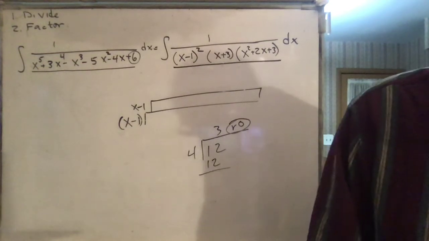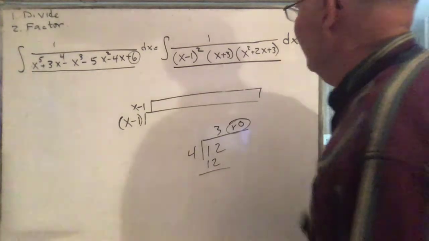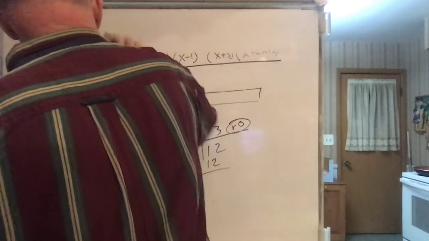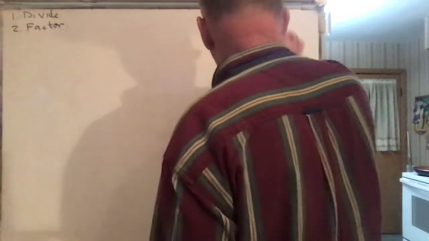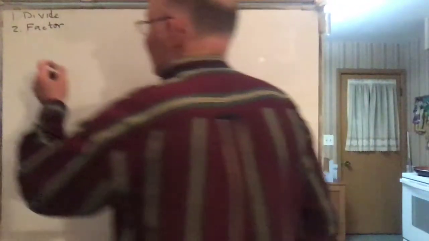Okay, once you have factored it as much as possible, then you write it as partial fractions.